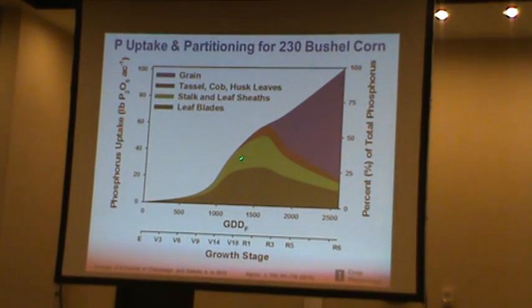Between V12 and R1, I got to take up roughly 50 pounds of P2O5. And at flowering, I only have half the phosphate that the crop needs. I've got to take up 50 pounds of P2O5 after flowering. Now, where do you suppose the roots are after flowering? Well, they're probably deeper, my guess.